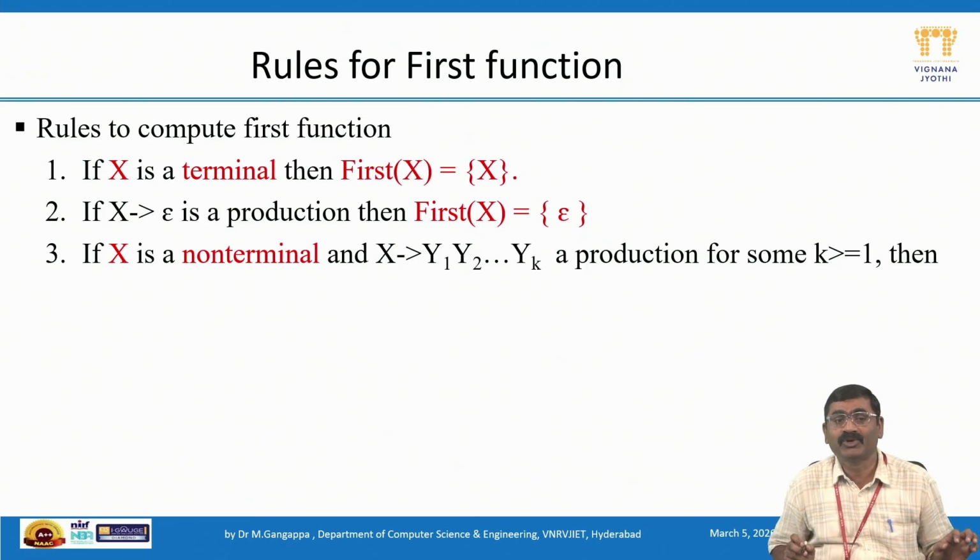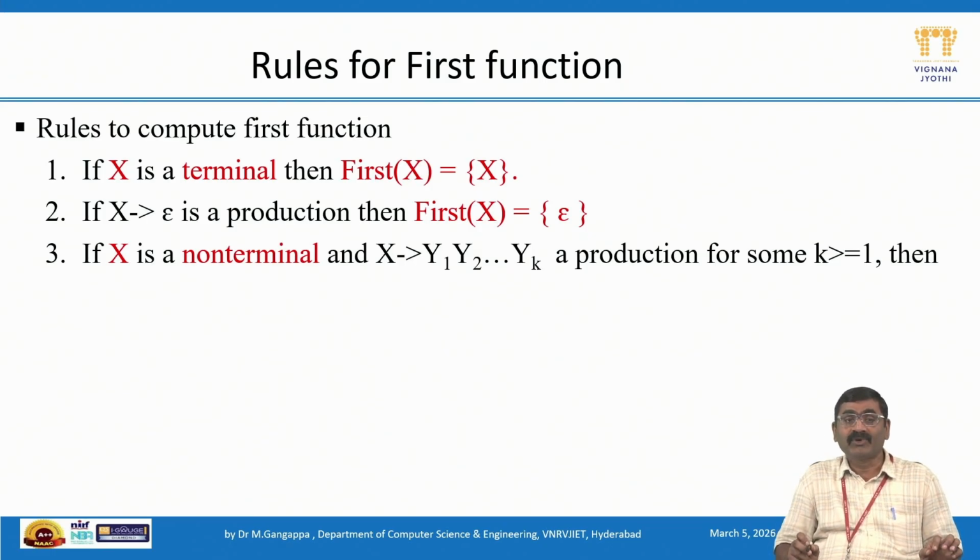Now the third rule is a very important rule. This rule is applicable for the non-terminals, whereas the first two rules, rule 1 and rule 2, are applicable for the terminal symbols. Now we are going to see how to apply the rule for the non-terminals. Suppose the production rule is X gives Y1, Y2 and so on up to Yk. Here Y1, Y2, Yk are the symbols in the RHS of the production, and they are all non-terminals. In such a case, how to compute the first function for the symbol capital X? Let us see one by one.